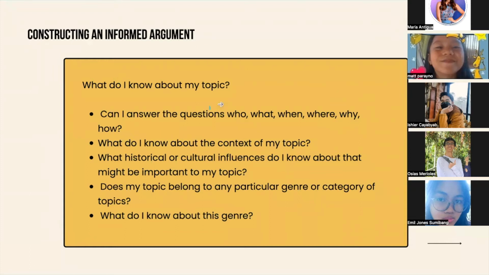So let's go here. When you sit down and think of how to write an academic paper, ask yourself these questions. Can I answer the questions who, what, when, where, why, and how? What do I know about the context of my topic? What historical or cultural influences do I know about that might be important to my topic? Does my topic belong to any particular genre or category of topics? And lastly, what do I know about this genre?